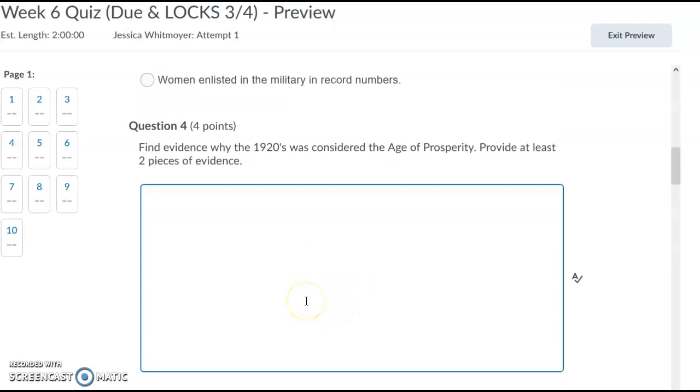Question 4 is a short answer. You'll need to type your response in this box here. The question is this: find evidence why the 1920s was considered the age of prosperity. Provide at least 2 pieces of evidence.